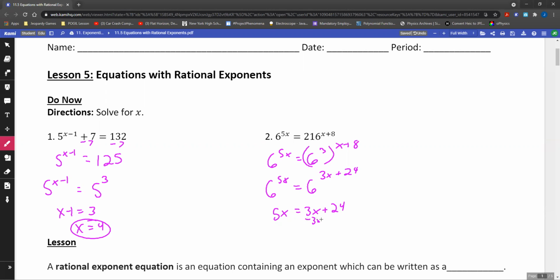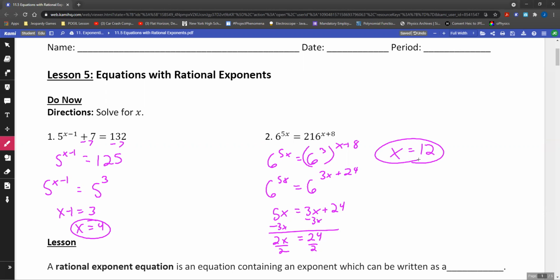Subtract the 3x from both sides. And I get 2x equals 24. Divide both sides by 2, and we get x equals 12.